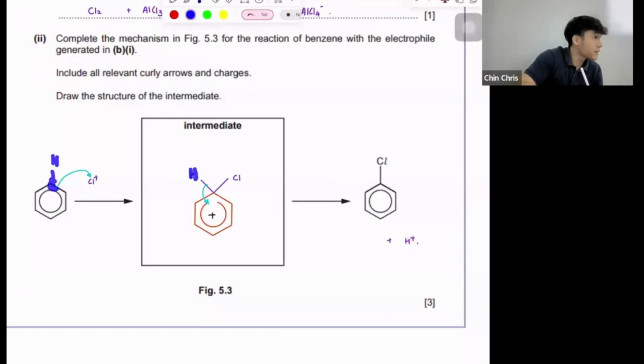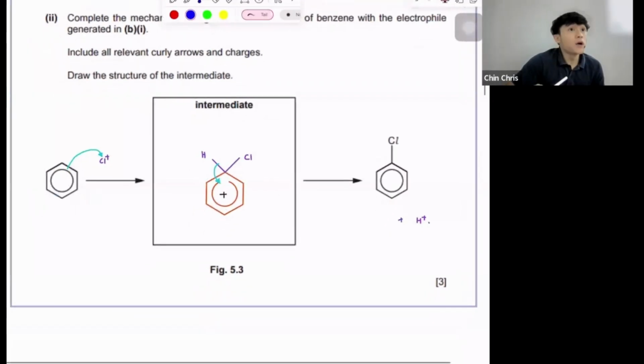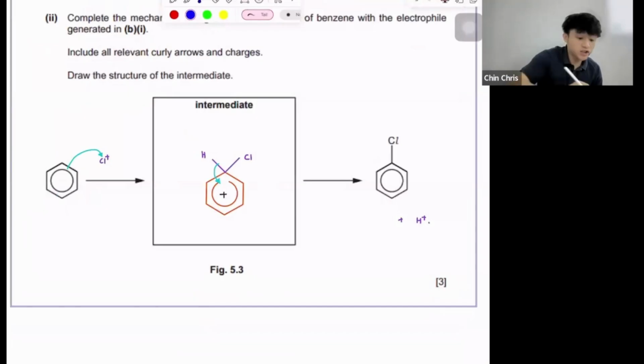So, guys, you see, when you are drawing all your mechanism, you have to maintain that all the atoms are balanced, charges are balanced. Do you see you have a plus here? Do you see you have a plus here? Do you see at last you also have a plus here? Okay, guys, that's how you draw a mechanism. You have 3 marks. Easy peasy. Next page.